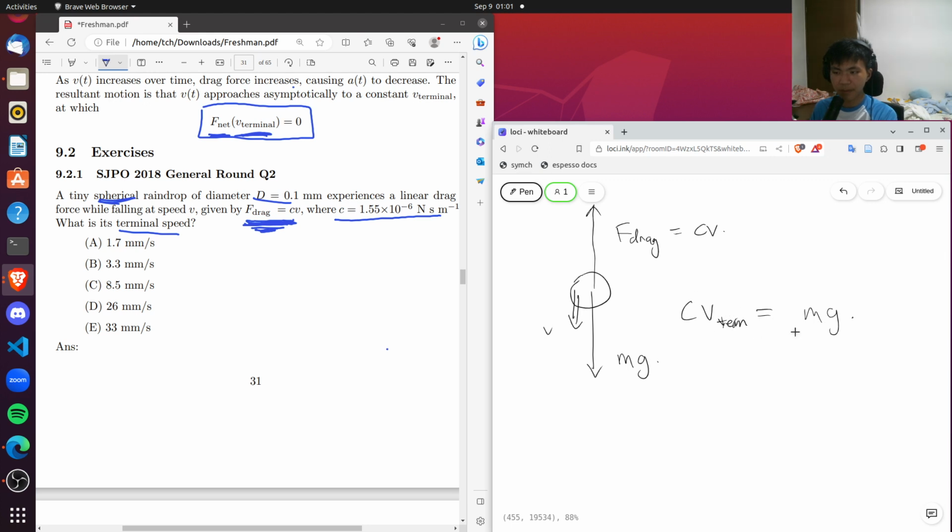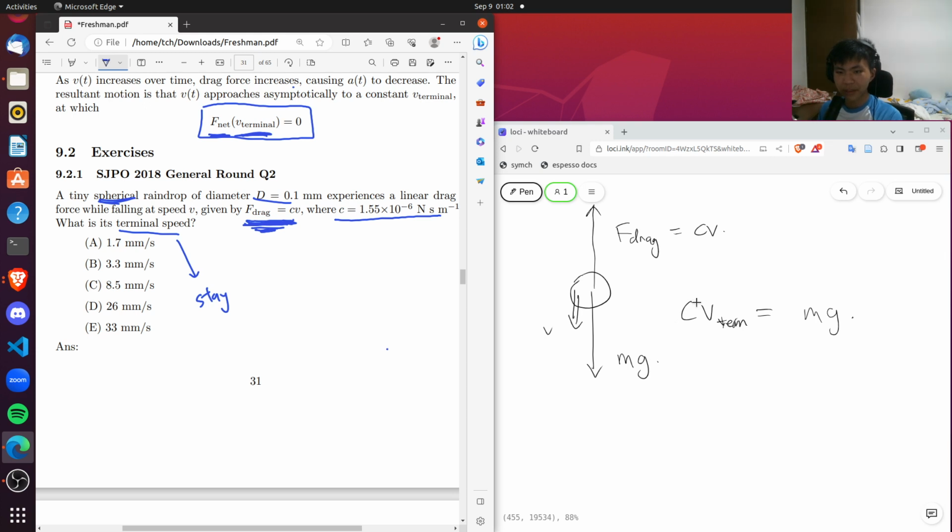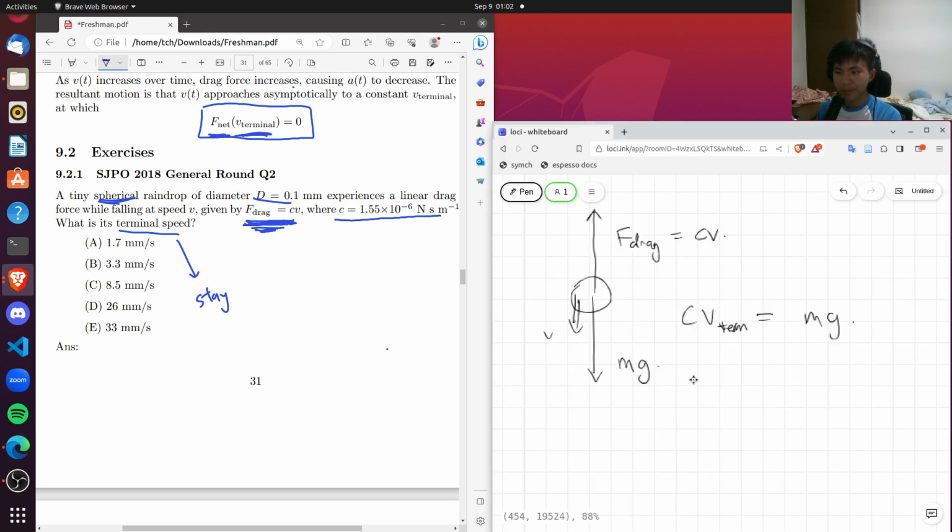If these two are equal, then the net force is 0, and since the net force is 0, acceleration is 0, by F equals ma, and since the acceleration is 0, the velocity doesn't change. So terminal velocity would stay at that velocity. It will not change. That's what it means by terminal velocity. Terminal means final. So yeah.